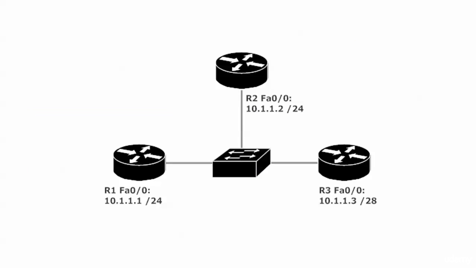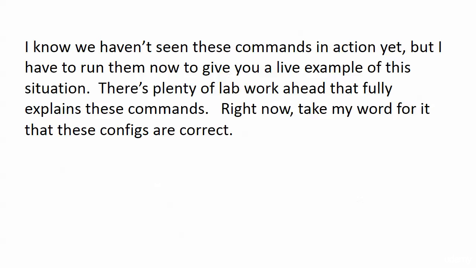So right now, routers 1, 2, and 3 are on the 10.1.1.0 subnet. But notice that router 3 has a different subnet mask. It's got a /28, where the other two have a /24. Now, pings are going to go through just fine, but let's see if OSPF does.